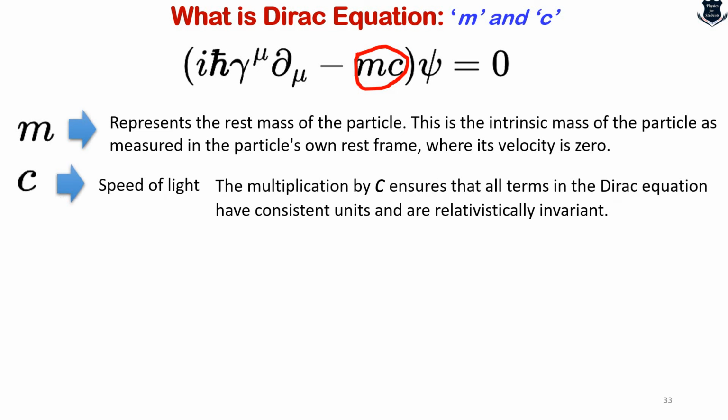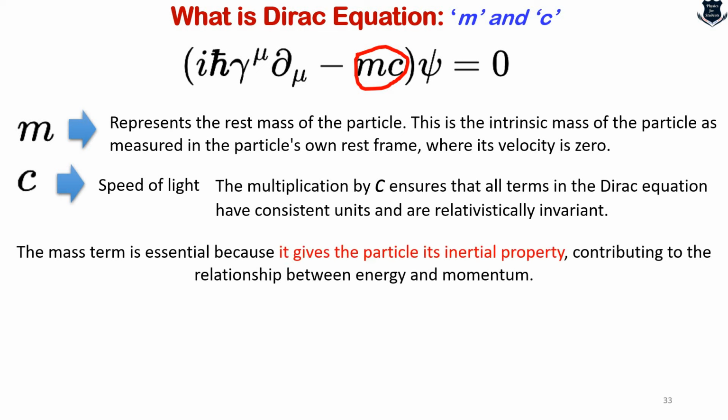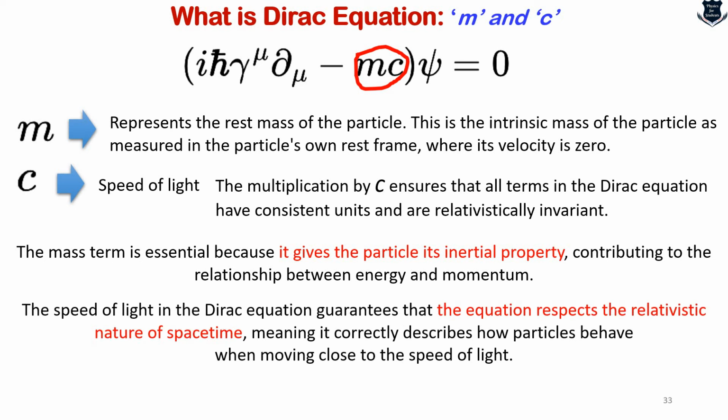So the multiplication of c, m multiplied by c, ensures that all the terms in the Dirac equation have consistent units and are relativistically invariant. Now the mass term is important because it gives the inertial property which contributes to the relationship between energy and momentum, and the speed of light in the Dirac equation guarantees that the equation respects the relativistic nature of space-time. That means those particles which are moving close to the speed of light.